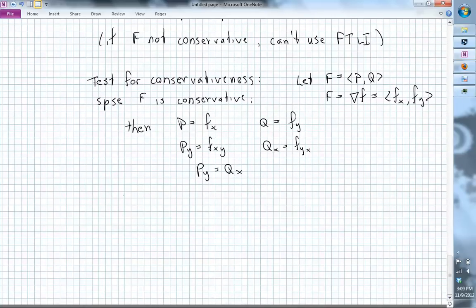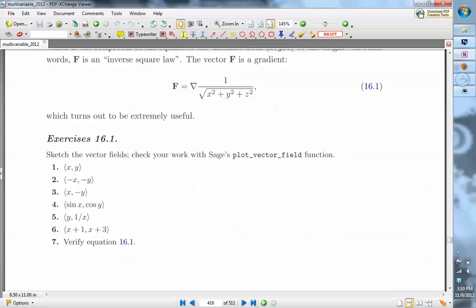Okay, so what we've just shown is if F is conservative, then Py equals Qx. If F is conservative, then Py equals Qx. This is almost a test for conservativeness. If Py does not equal Qx, okay, let's go back to the book here.